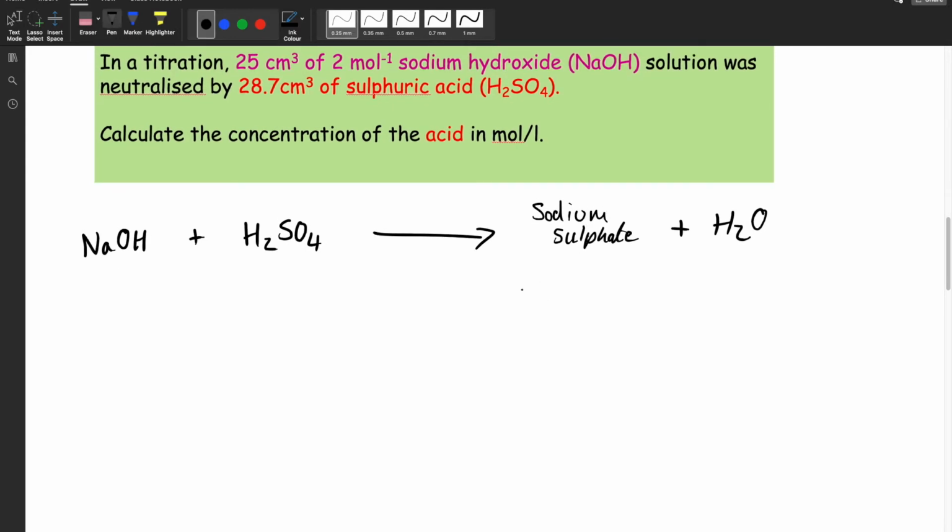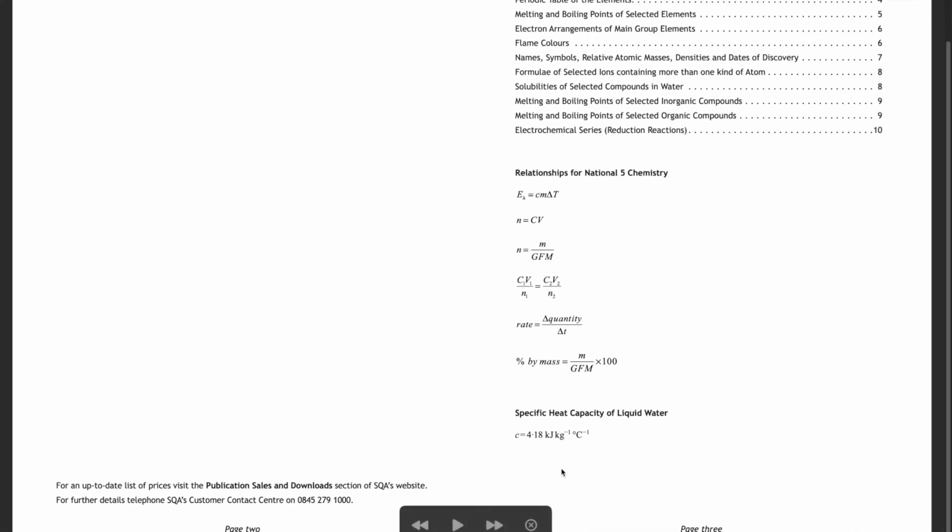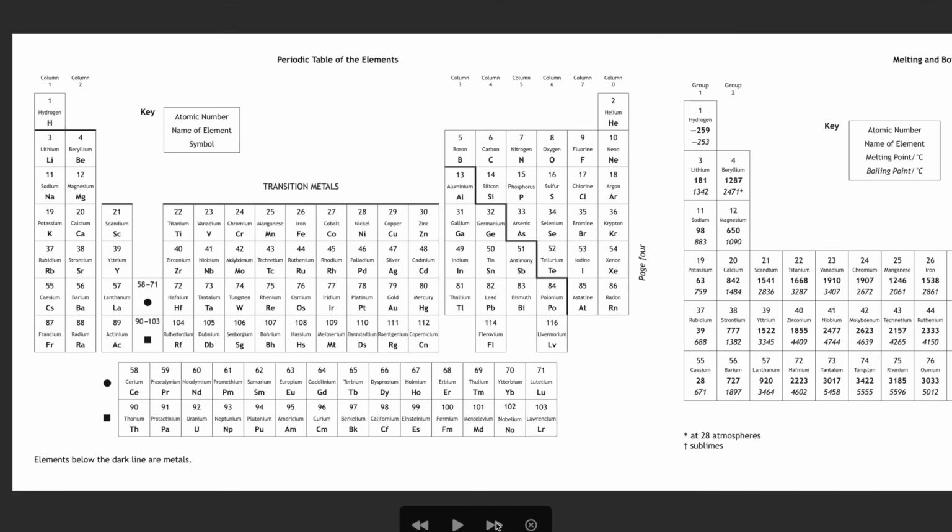And the best way that we can do that is using our SVSDF. So let's write that down, SVSDF. Now S stands for symbol. The symbol for sodium is Na. The symbol for sulfate, now we can find sulfate because it ends in -ate, on page 8 of our data booklet. So let's go find it.